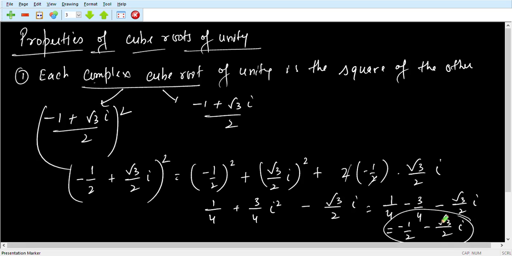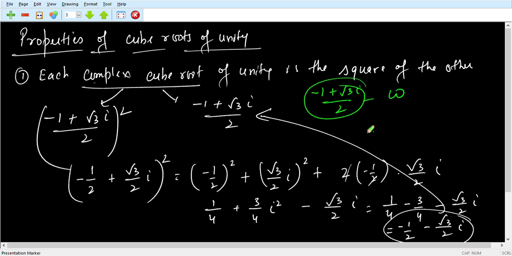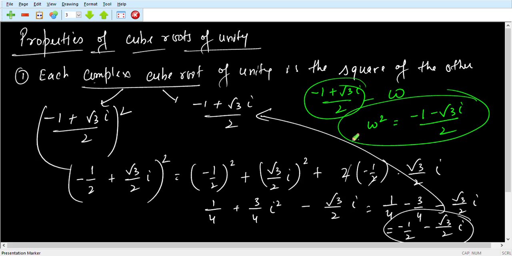So look here. Once I have squared the first complex cube root, I got the second complex cube root of unity. Let us suppose I am calling minus 1 plus under root 3 iota by 2 as omega, then omega square will be nothing but minus 1 minus under root 3 iota upon 2. Remember this result. This is the first property of complex cube roots.